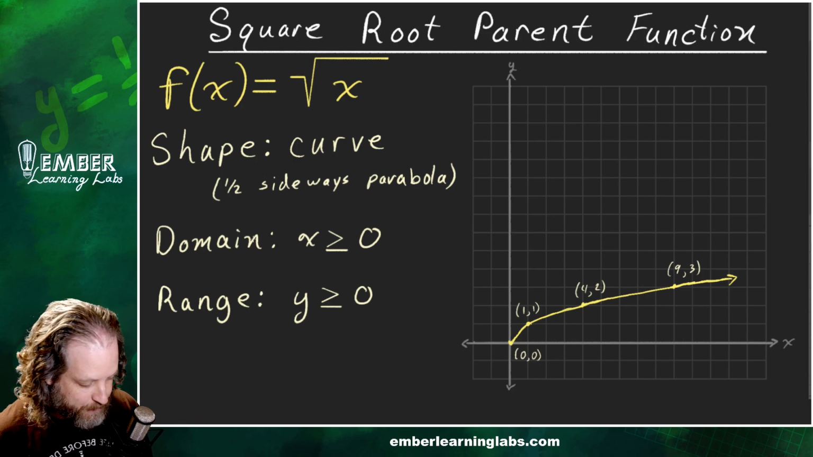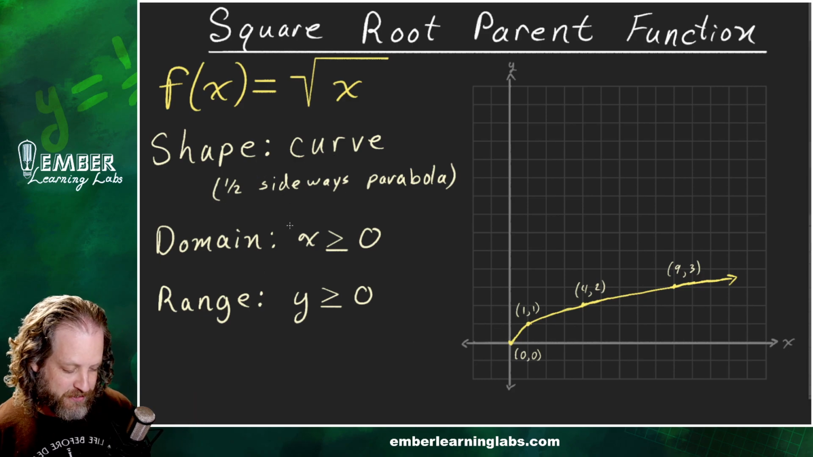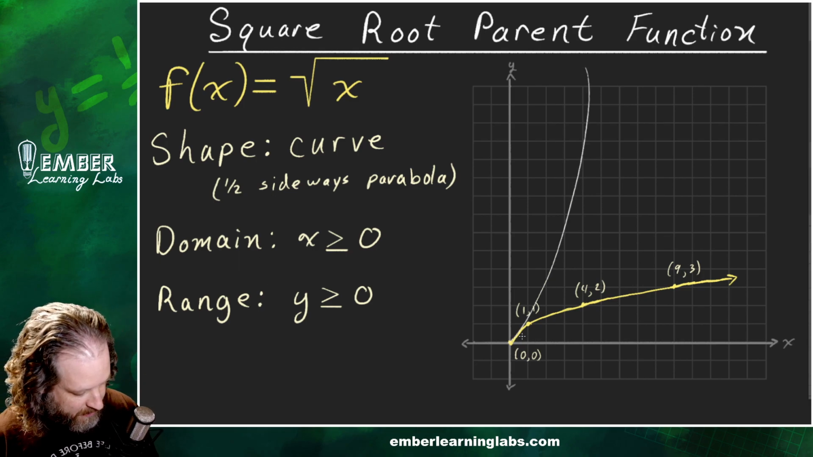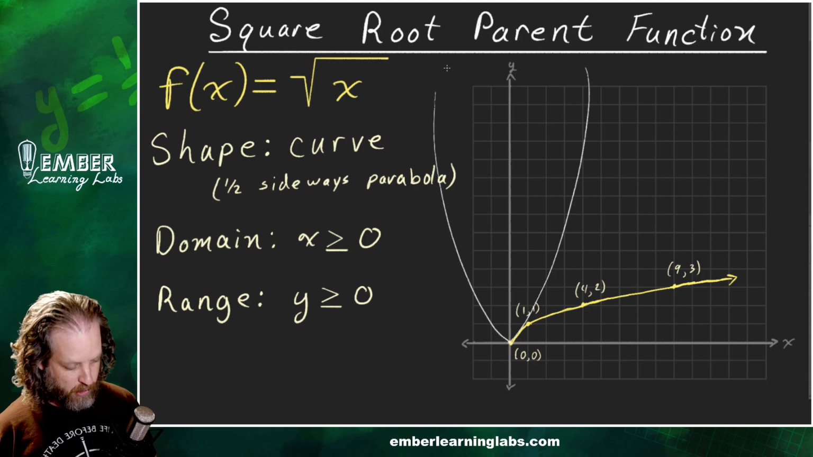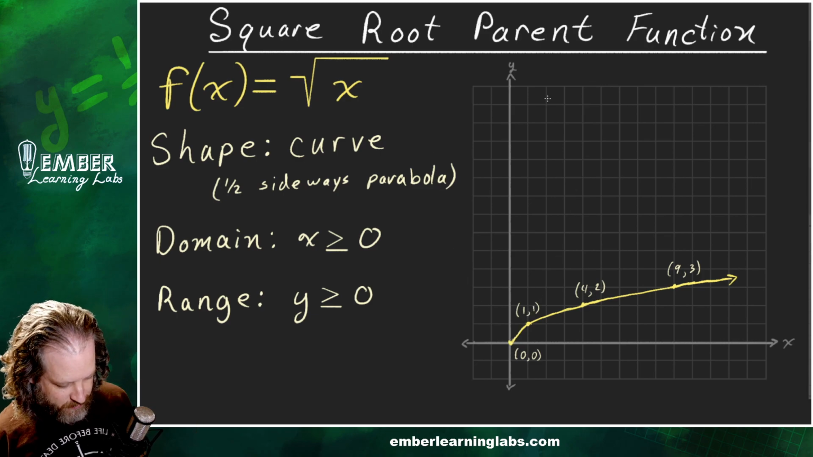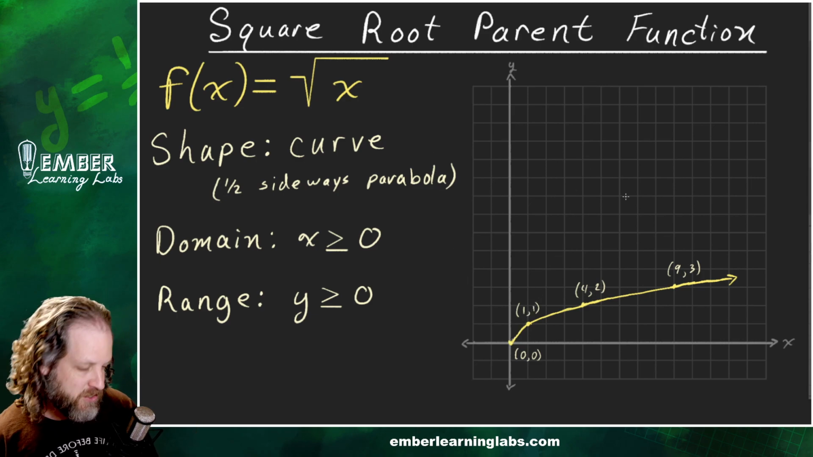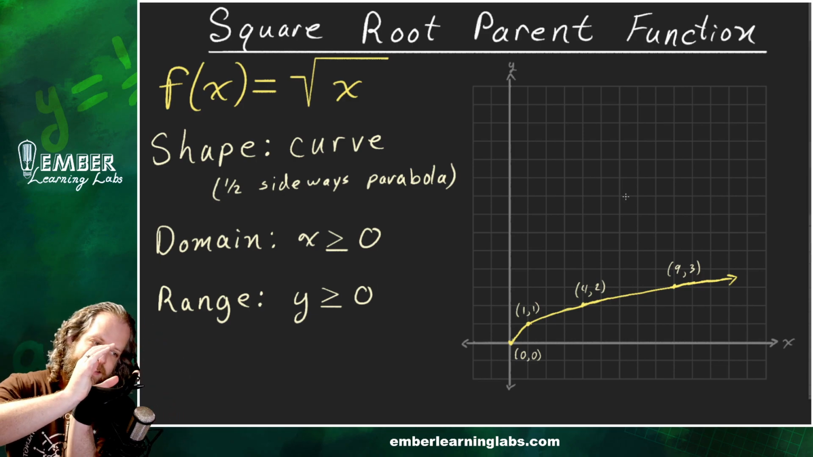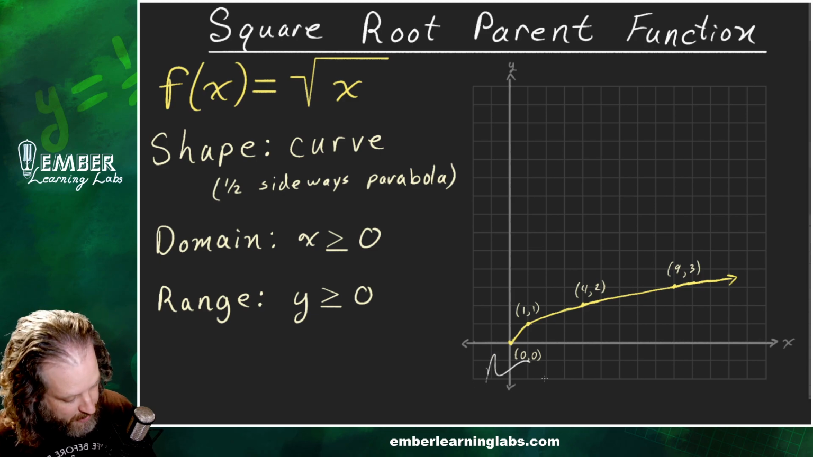So the shape is a curve. I like to describe it as half a sideways parabola, right? Because if you had the parabola parent function, which is something kind of like that, it doesn't actually curve in like that. It could do a better job, but that's what it is. But it's like a parabola that's turned on its side and then cut the bottom half. Why is this bottom half missing?